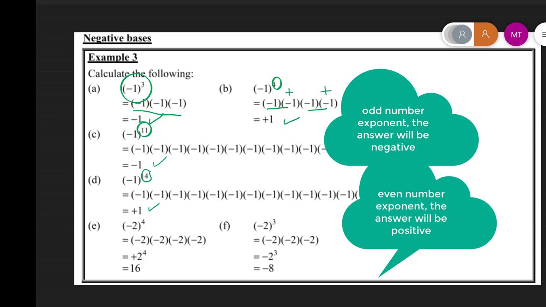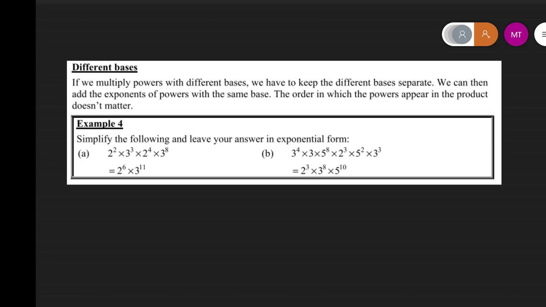So for example, let's look at number F here, negative 2 to the power of 3. We know 2 to the power of 3 is 8, and it will be negative since the exponent is an odd number. If we multiply powers with different bases, we have to keep the different bases separate.